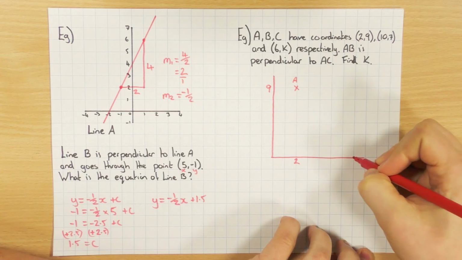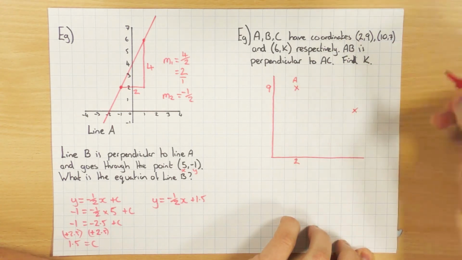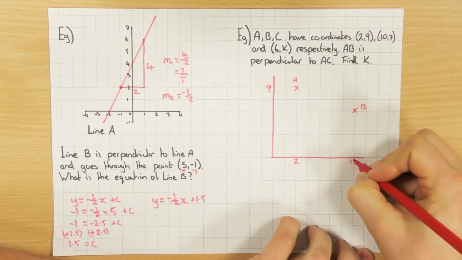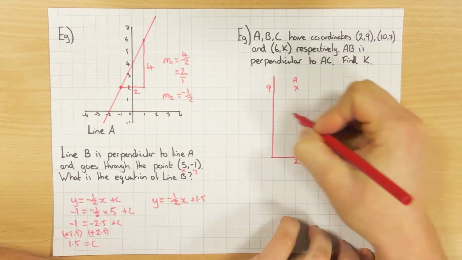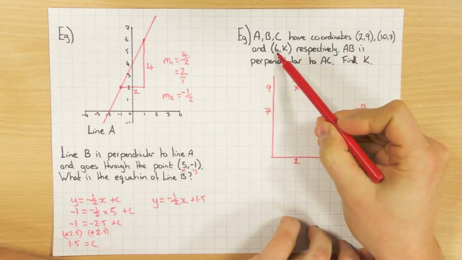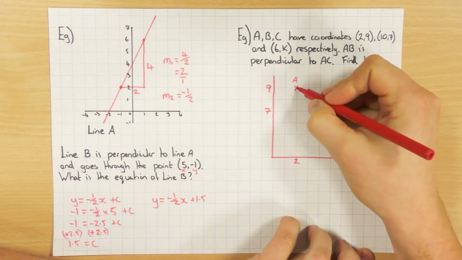Point B is 10, so I'm going to come over here, and 7, so it's obviously going to be less than 9, so let's go there. It's just a quick sketch, and that's going to be B, where that's 10, and across there will be 7, okay? And obviously I can't plot C because it's 6k, I don't know what k is, that's what I need to work out.